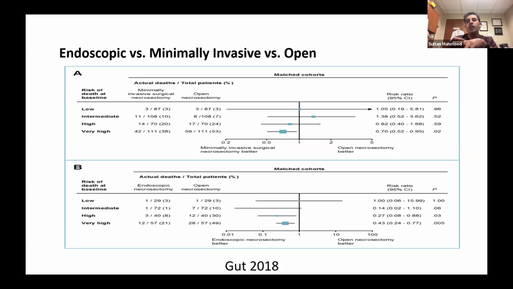So if you are going to go with any approach, endoscopy is going to be preferred. And then if you are going to go the surgical route, instead of an open necrosectomy, a minimally invasive laparoscopic approach is going to be preferred.